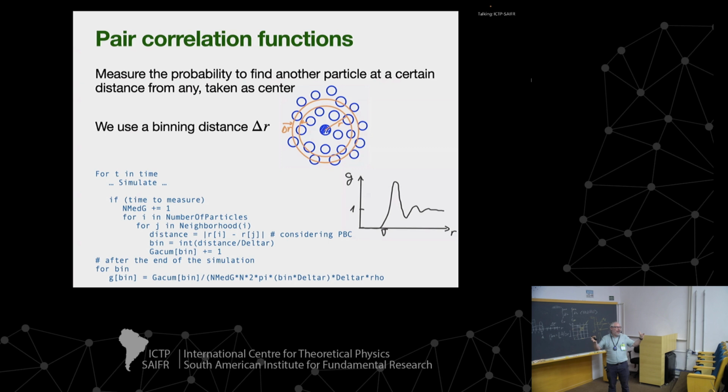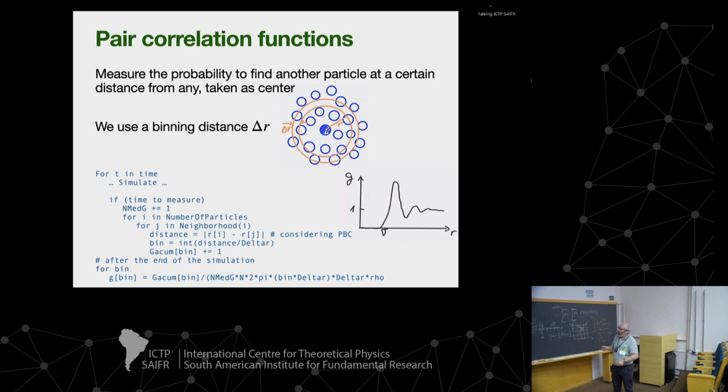if the system is bigger, you're going to accumulate more pairs. You divide by the size of the bin. And this is the size of the bin: 2 pi r delta r. This is the area of this binning region, 2 pi r times delta r.